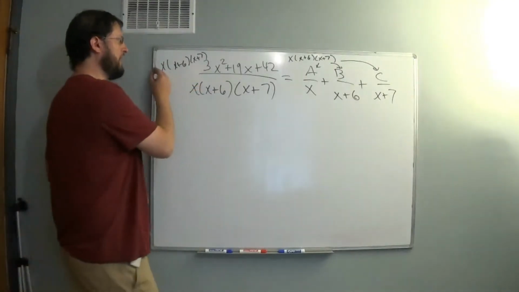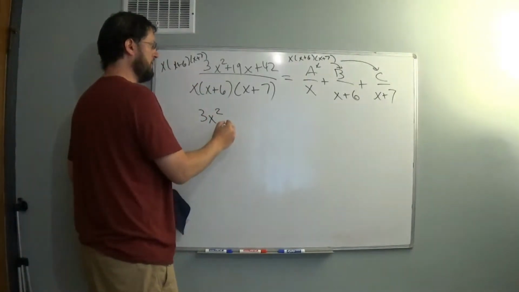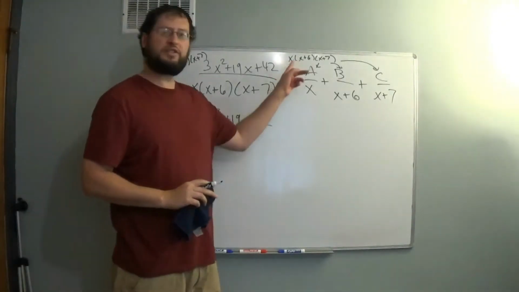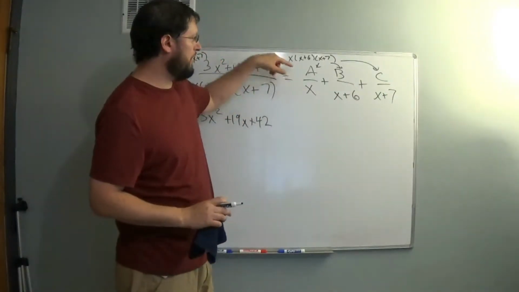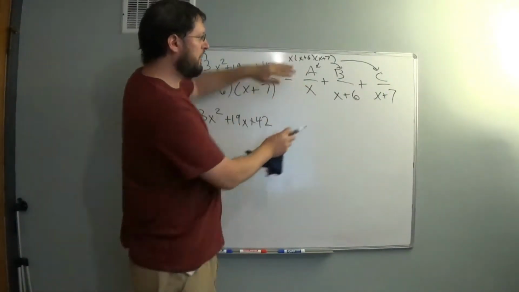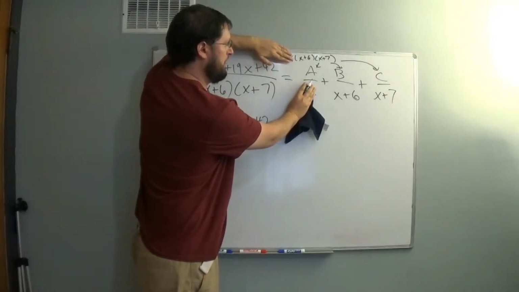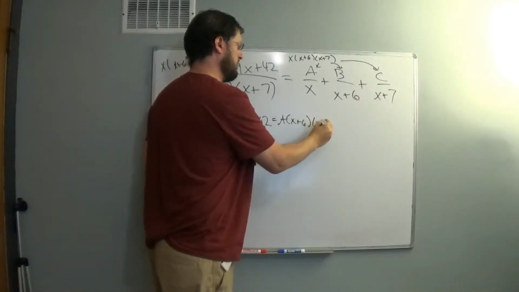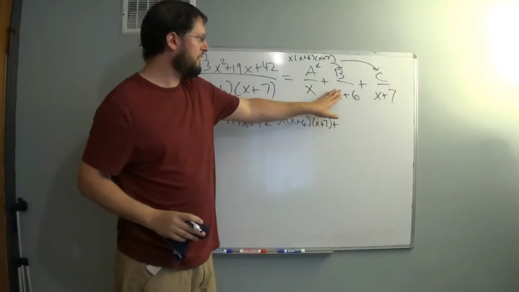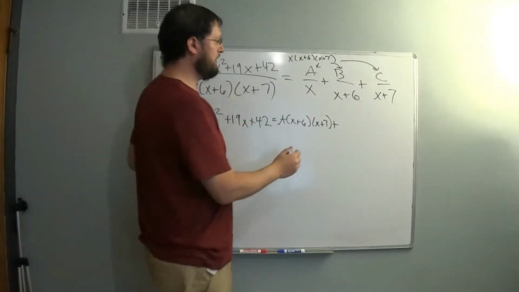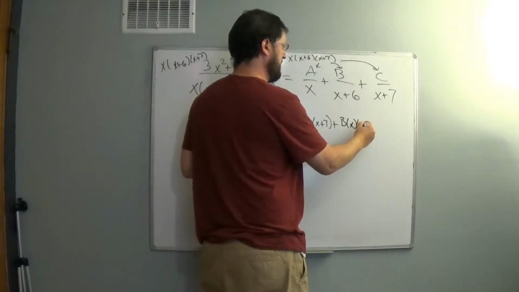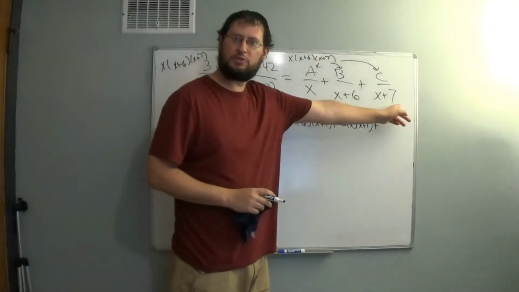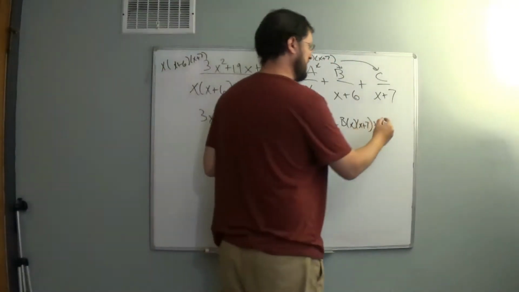On the left-hand side, the entire thing cancels out, leaving me with just 3x squared plus 19x plus 42. On the right-hand side, for each of the different pieces, different things will cancel. If I multiply by the first one, just the x will cancel. So if just the x cancels, that leaves me with A times x plus 6, x plus 7. In the middle piece, the x plus 6's will cancel, and so that's going to leave me with B times x plus 7. And in the last piece, the x plus 7 will cancel, leaving me with C times x plus 6.